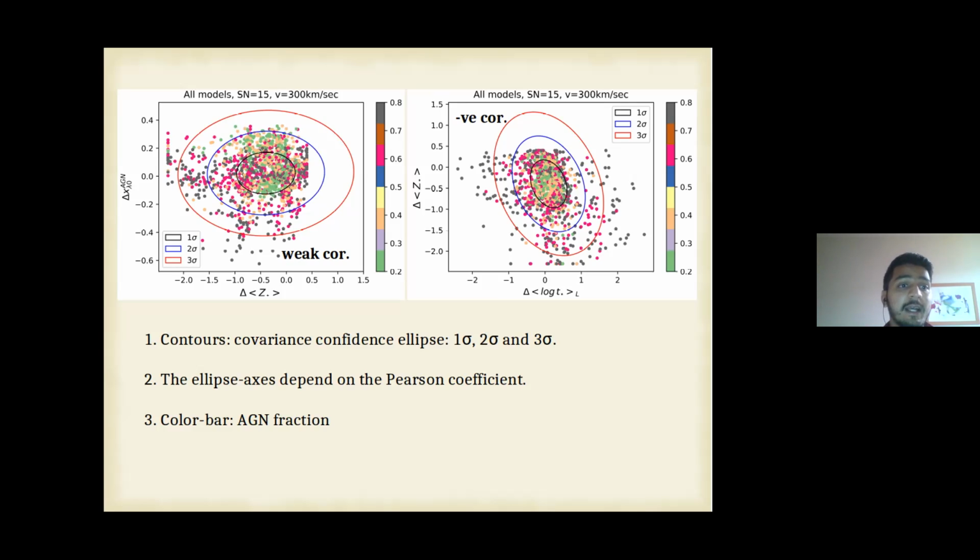And we see here that there is a negative correlation between the stellar metallicity and the stellar age, which indicates the age-metallicity degeneracy. So it's basically an anti-correlation here.